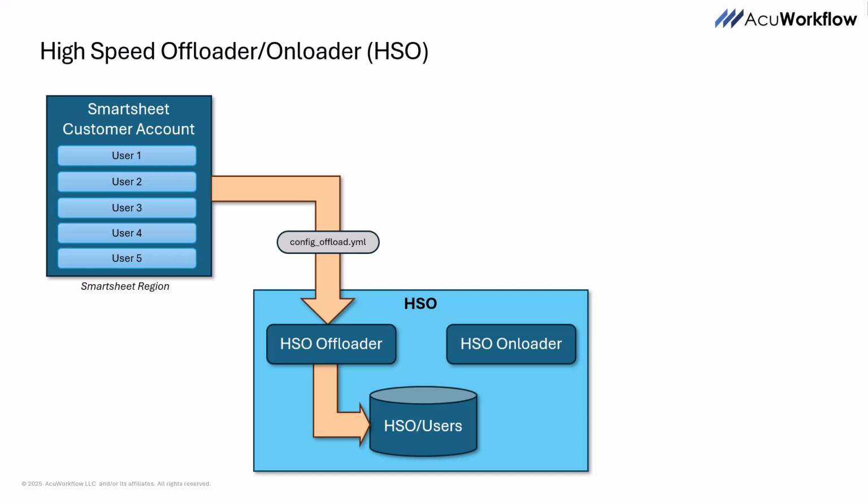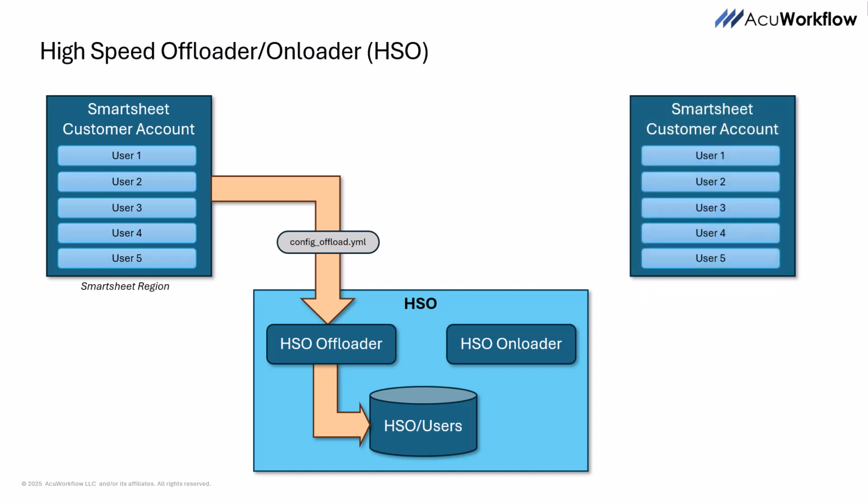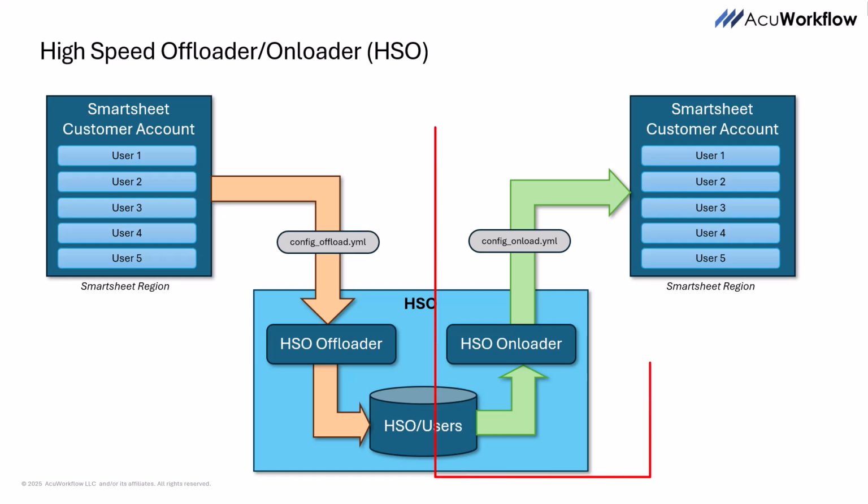Then, after one or more offloads have completed, HSO Onload can be used to import sheets to one or more user accounts in the targeted Smartsheet customer account. This can be the same Smartsheet account that the offloader used, or it can be a completely different Smartsheet customer account in the same or a different Smartsheet region. As with the offloader process, a configuration file is created, which contains all the onload information. In this video, I will be demonstrating the steps to complete an HSO onload operation.